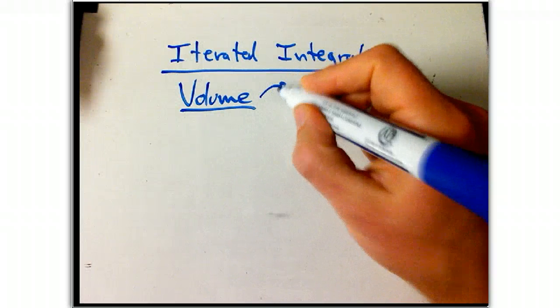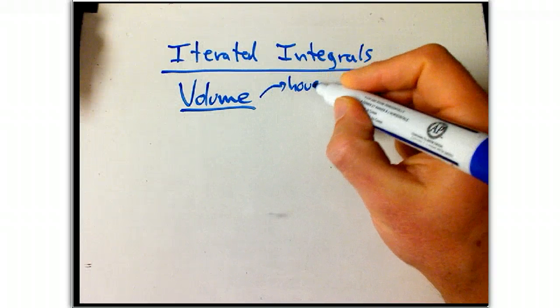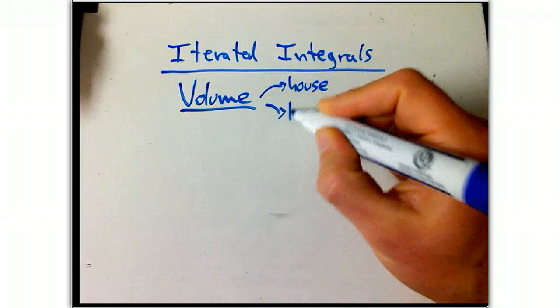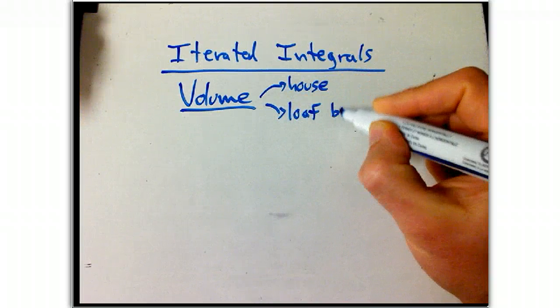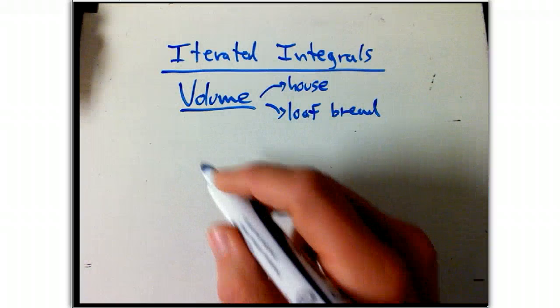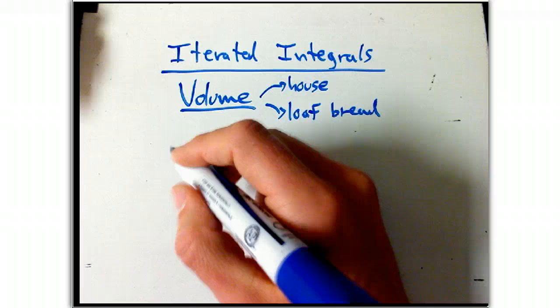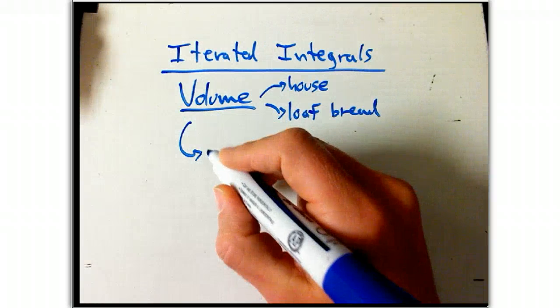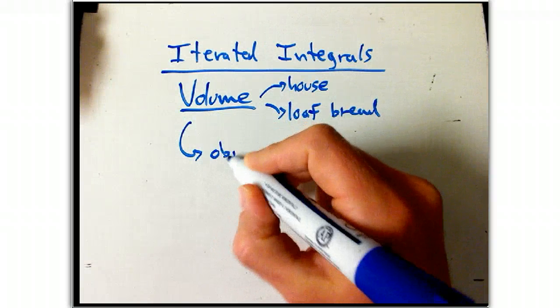And I often use two metaphors, a house or a loaf of bread, and you'll see why. And I totally mix these metaphors at will. Sorry about that. Okay. And so what I want to do is I want to find the volume of the object.